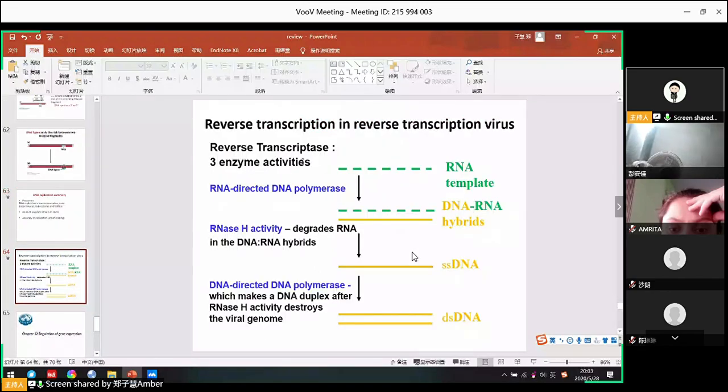Next is reverse transcription. So we have the 3 enzyme activities for the reverse transcriptase. So firstly is RNA-directed DNA polymerase. Use the RNA as a template to get the newly synthesized DNA strand. So we'll have the DNA-RNA hybrids. And the second is RNase H activity. It will degrade the RNA in these DNA-RNA hybrids. The third is DNA-directed DNA polymerase. It can use this single-stranded DNA as a template to make the double-stranded DNA. Okay, so this is this chapter.